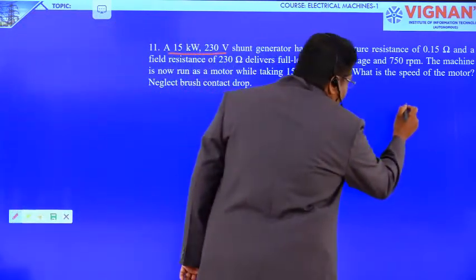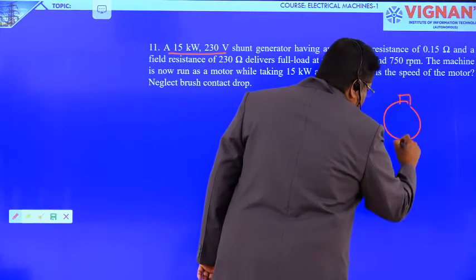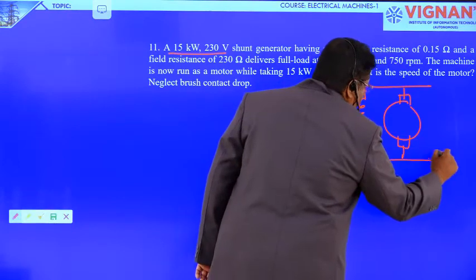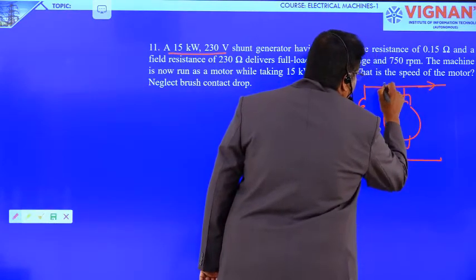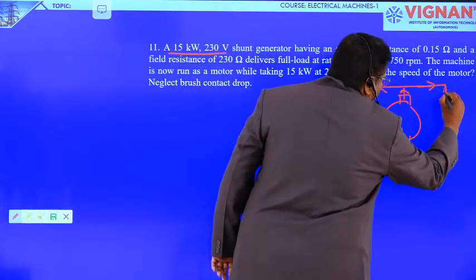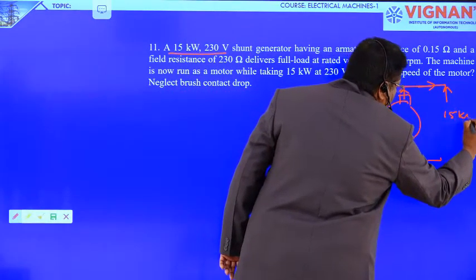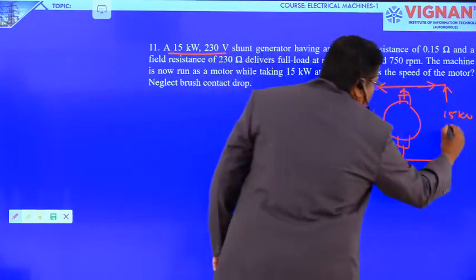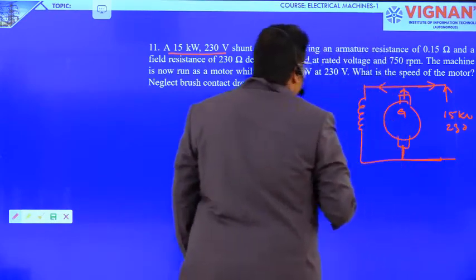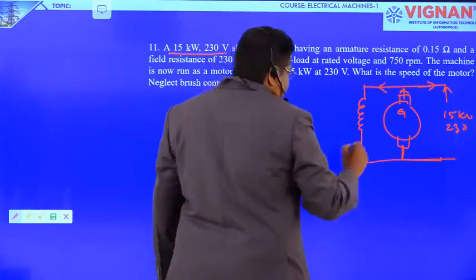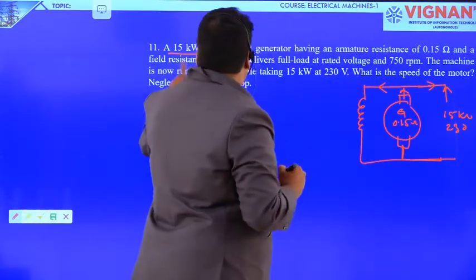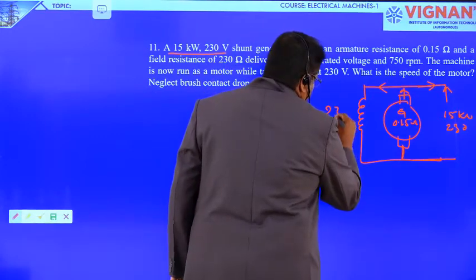So first you draw the equivalent circuit of a shunt generator. This is the shunt generator. So how much power here? The load power is 15 kilowatts at 230 volts. This is the generator. The armature resistance is given as 0.15 ohm, whereas the shunt field resistance is given as 230 ohms.